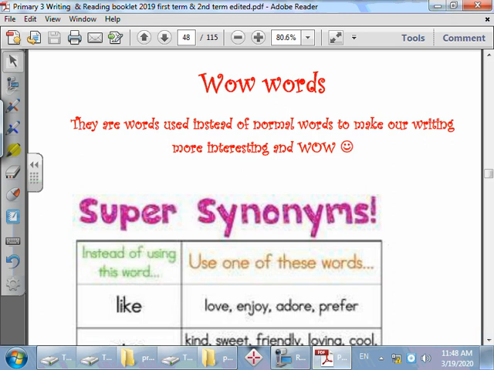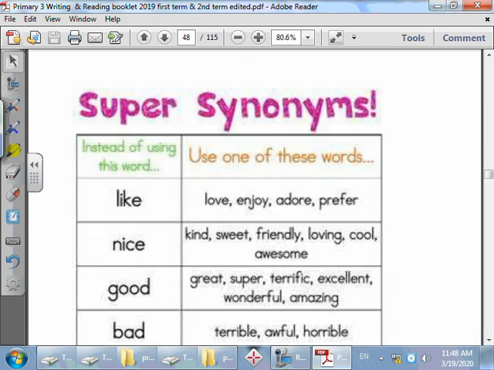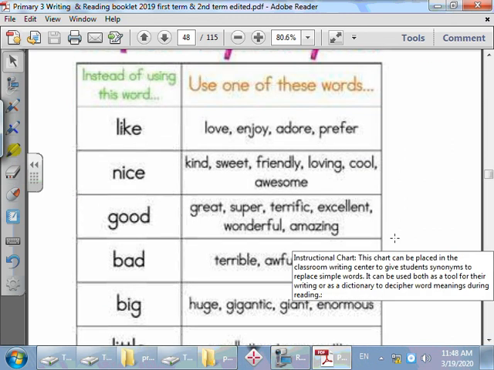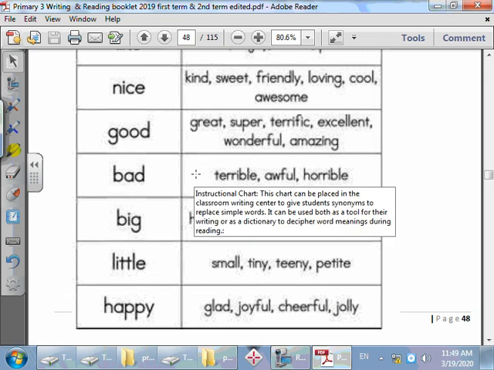They are words used instead of normal words to make our writing more interesting and wow. So instead of using words that are normal, we can use some wow words. For example, instead of using the word like, you could say, I love, I enjoy, I adore, I prefer. So all of these words have the same meaning as like. We have here nice. Instead of saying my friend is nice, we could say he is kind, sweet, friendly, loving, cool, awesome. So all of these words have the same meaning.